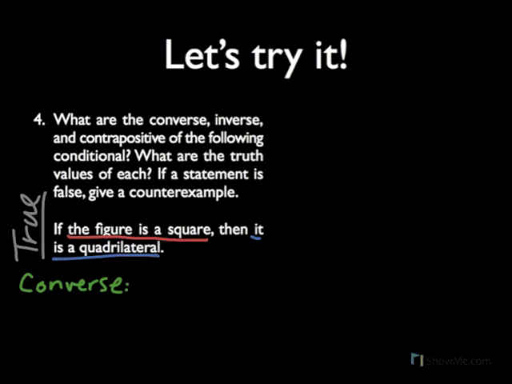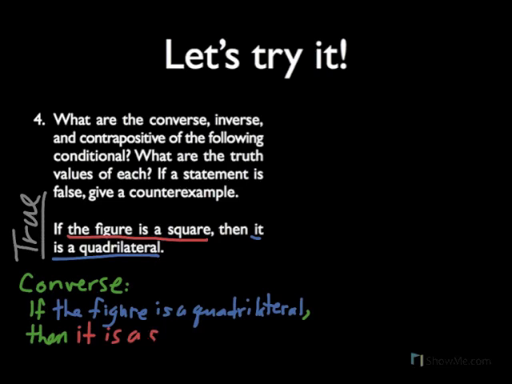We create our converse by exchanging the hypothesis and the conclusion. So our converse should read, if the figure is a quadrilateral, then the figure is a square. Notice how I did change things a little bit due to the English language. We don't want to begin a sentence with a pronoun. It refers to the figure. So I replaced it with the actual noun. And then I used it later in the sentence.